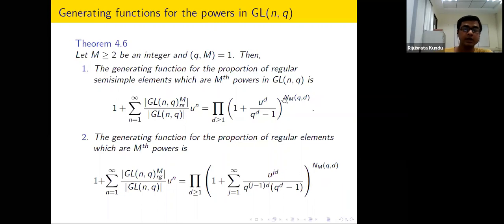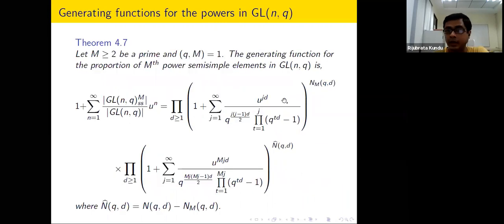The proportion of mth power semisimple elements looks a little complicated here because of the complicated condition that gives the characterization of the powers. So I have written it for just a prime m, not a prime power, because we could have written it for a prime power, but just to make it simple, I wrote it for a prime. Okay? So assume that m is a prime and (q, m) is equal to 1. So the generating function for the proportion of mth power semisimple elements in GL_n(q) looks something like this.